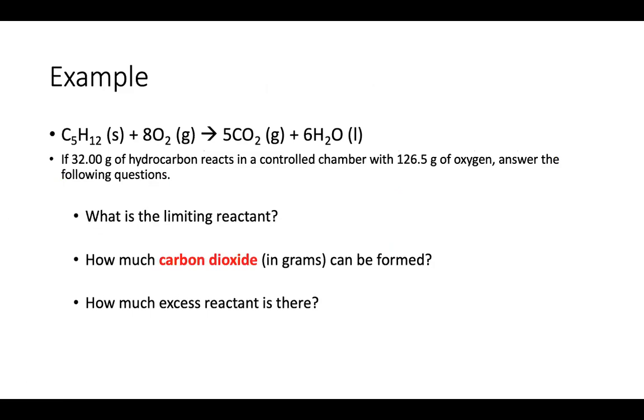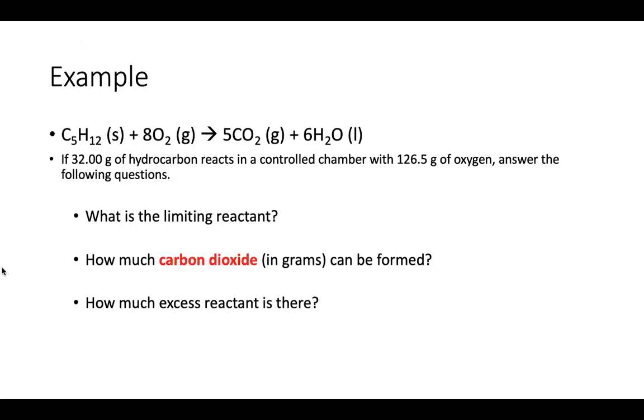The example we're going to use is this equation. Again, this is one we've done before, right? Up top, this is a combustion reaction with a hydrocarbon. So C5H12 reacts with oxygen to form CO2 and water. You're told we have 32 grams of hydrocarbon and 126.5 grams of oxygen. They want to know what the limiting reactant is, how much CO2 we can make, and how much excess reactant there is.